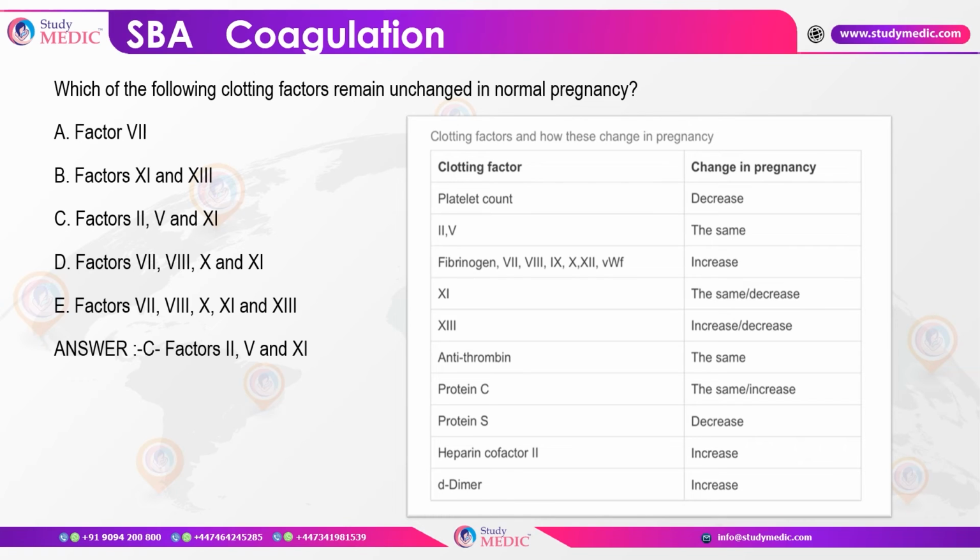Factors 2 and 5 remain the same, whereas fibrinogen, factor 7, 8, 9, 10, 12 and von Willebrand's factor increase. Factor 11 remains the same or it might decrease. Factor 13 increases or decreases. Antithrombin remains the same. Protein C remains the same or it might increase. Then protein S decreases. Heparin cofactor 2 increases and D dimer increases. This is a very important chart, so please pause the slide and go through the chart again.